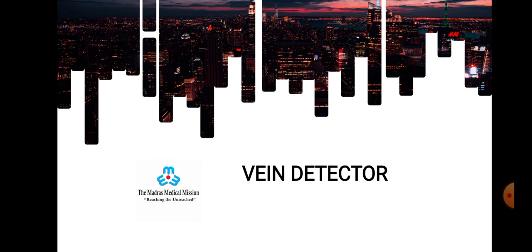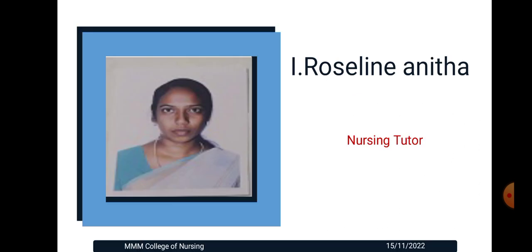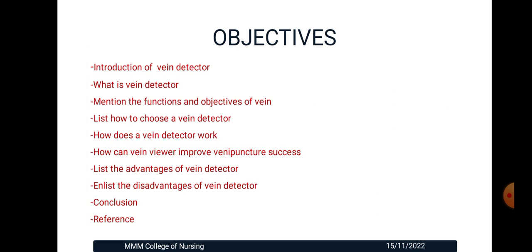Today I am going to present the topic vein detector. Coming to objectives. Introduction of vein detector. What is vein detector? Mention the functions and objectives of vein. List how to choose a vein detector. How does a vein detector work? How can vein viewer improve the vein puncture success? List the advantages of vein detector and list the disadvantages of vein detector. Conclusion and references.